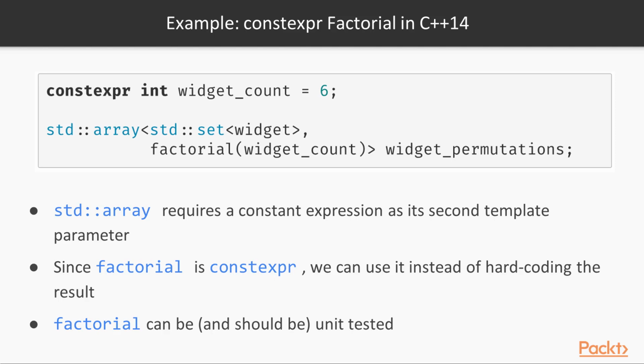Additionally, the factorial function here can and should be unit tested, especially by using static assertions. If you compare this to having to recalculate and hardcode a value of the factorial of the widget count every time the count changes, then you will see that this is much safer and more maintainable.